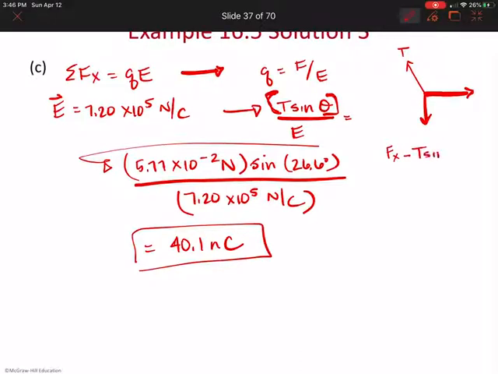Minus your tension sine theta is equal to 0. So this is minus because, like, if this was your origin right here, that would be going in the negative x direction. So when you move that over, it becomes your force of x is equal to tension sine theta. So if you were wondering why that was, that's why. So I just wanted to point that out and just let you know what was going on there, just in case.